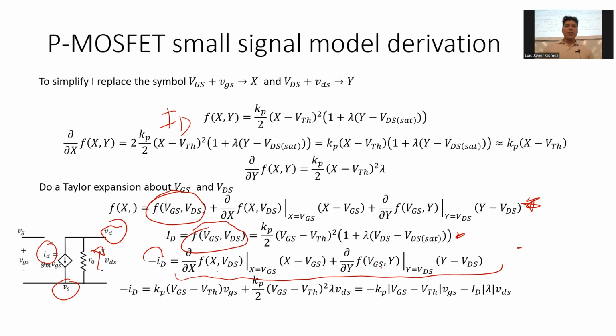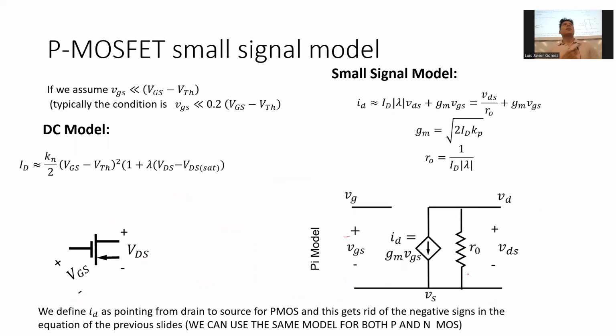basically this expression here. But now if we analyze these little terms, this transconductance, because capital VGS and V threshold are negative, that difference is negative. That means that this quantity here is negative. And again, lambda is negative, so this quantity here is negative. So what we can do is replace these parentheses with absolute values and factor out the negatives. Then the negatives will cancel on both sides of the equation, and the end result is that we can use the same model for the PMOS and the NMOS.